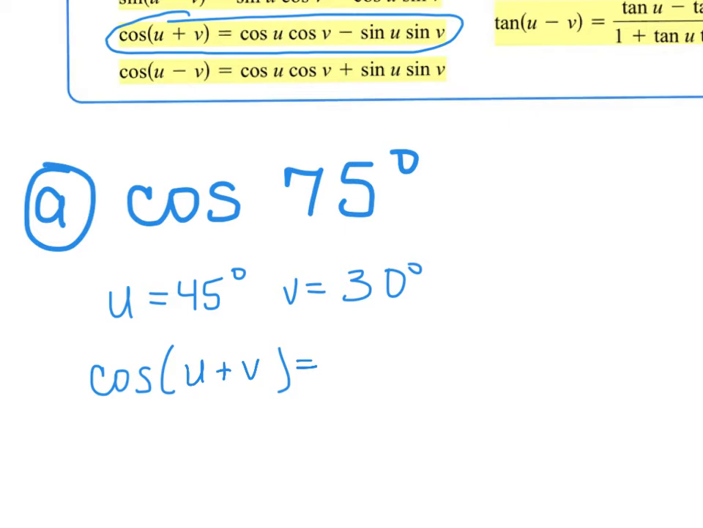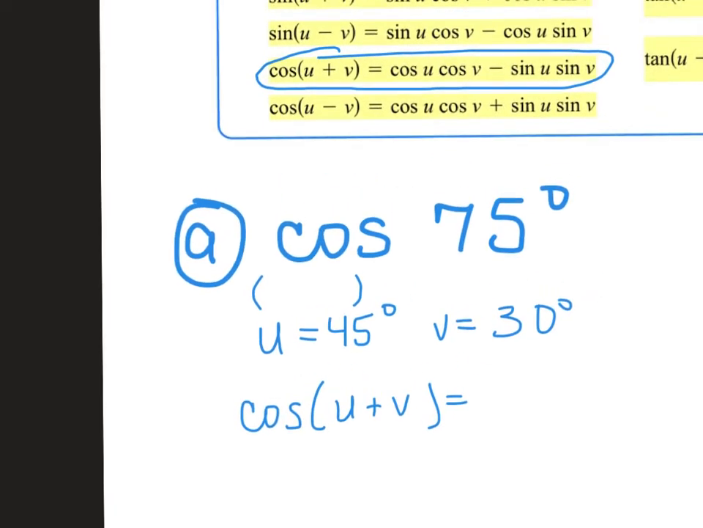Sometimes what I think is a good thing to do is go to 45 degrees and go to 30 degrees and write their ordered pair. So I'm going to write the ordered pair for 45. What is the ordered pair for 45? Okay, both positive. So it's root 2 over 2, comma, root 2 over 2. What is the ordered pair for 30?